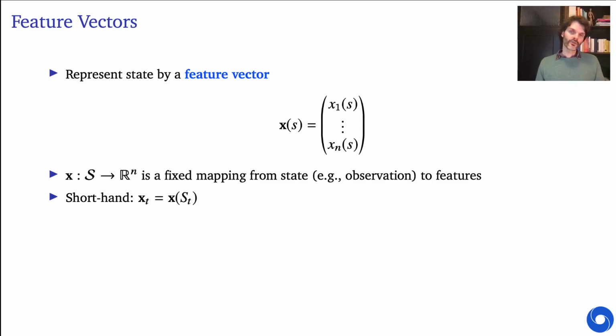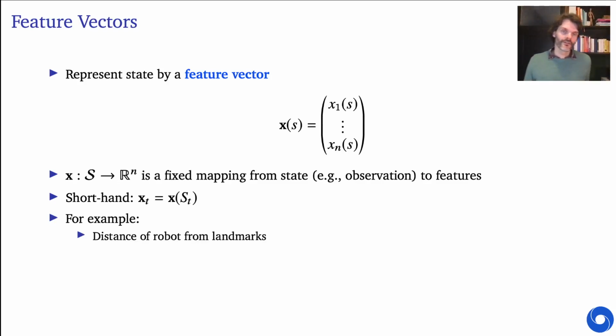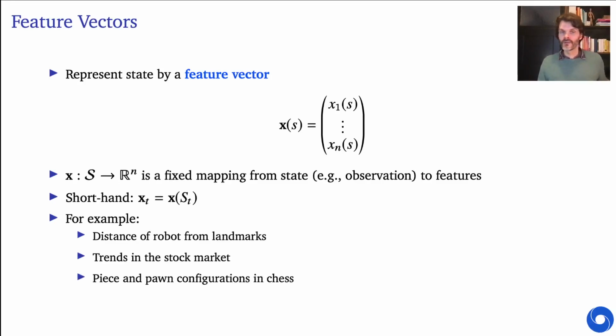And we also introduce some shorthand where if we apply this function to state st, so at time t, we can also just write xt. And we can pretend that these are just our observations as far as the algorithm is concerned. The algorithm only gets access to xt. It doesn't actually get access to st anymore. It just gets access to these features instead. So, for example, these features could include distance of a robot from some landmarks, or trends in the stock market, or piece and pawn configurations in chess, or whatever you can come up with which might be useful for the problem that you're trying to solve.